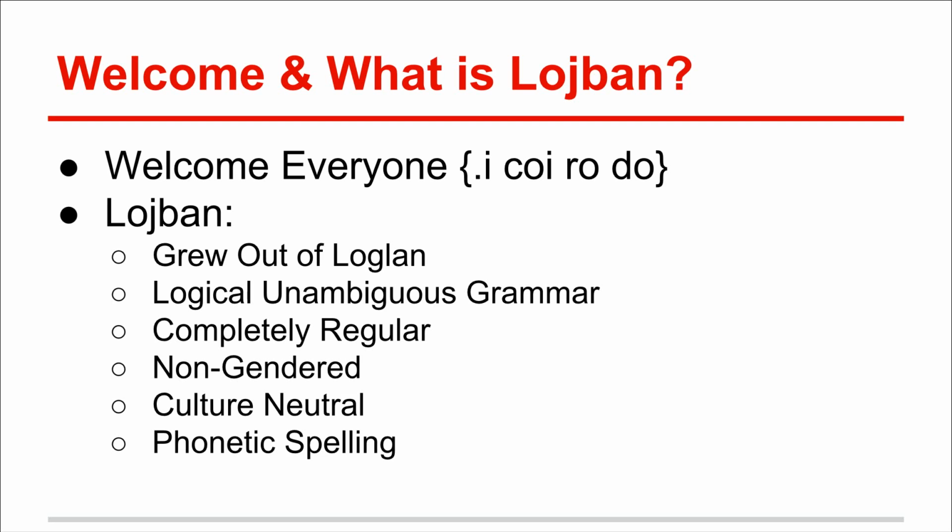And then Lojban finally also has completely phonetic spelling. And there's a fancy term for this that I can't remember at the moment, but it's basically that when you hear a word spoken in Lojban, you immediately know how it's spelled. And when you see a word spelled, you immediately know how it's spoken. So each letter has one sound and one sound only.